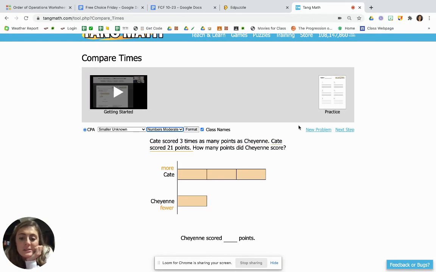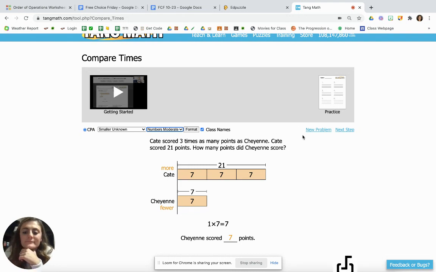Now it says Kate scored 21 points. That 21 is a total. So all 3 of those boxes added together is 21. Which means each box has to be worth what? 7, right? Because 21 divided by 3 is 7. Cool? So Cheyenne had to have scored 7 points. Because 7 times 3 is 21.